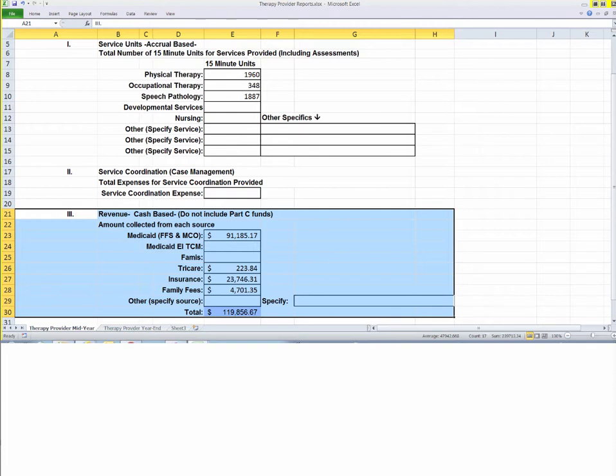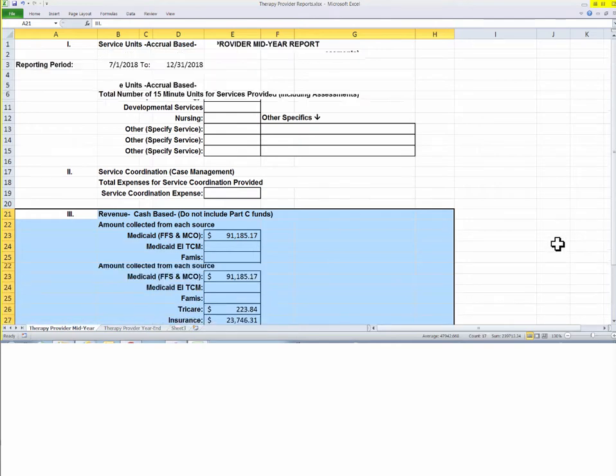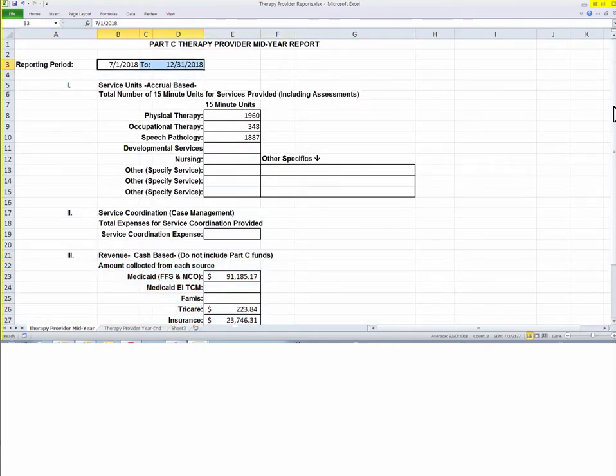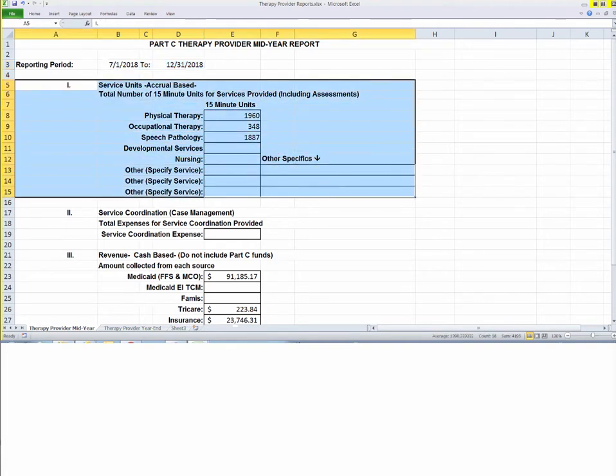Now we're going to look at the individual provider report, and we're going to look at the mid-year report to start out with. Again, the dates that are provided there show you that the mid-year report reflects July 1st of a given year through December 31st. In that first section, you're reporting the service units, accrual base. That means those that were actually provided, the total number of 15-minute units for each service, including those assessments that you provided.